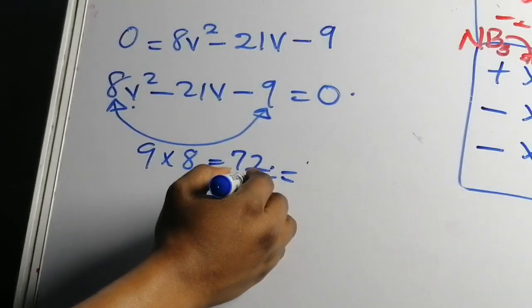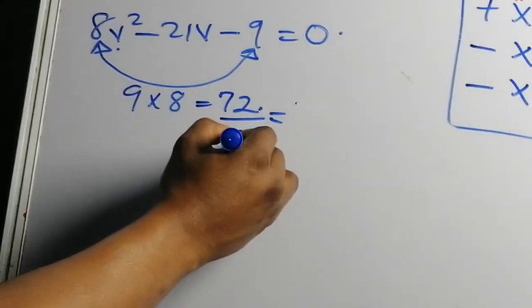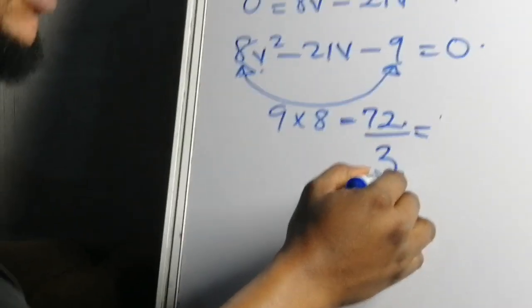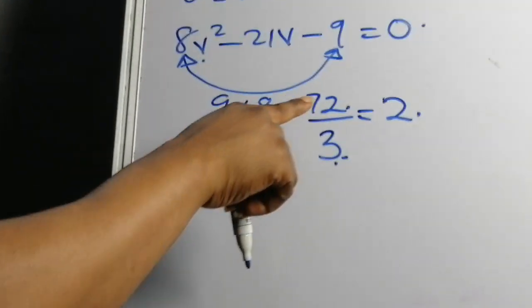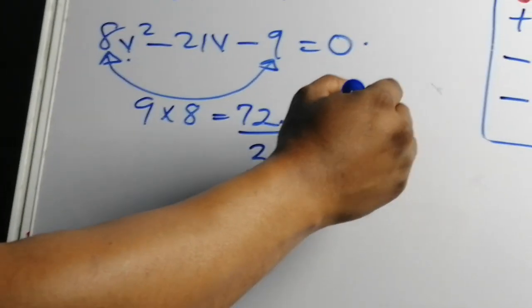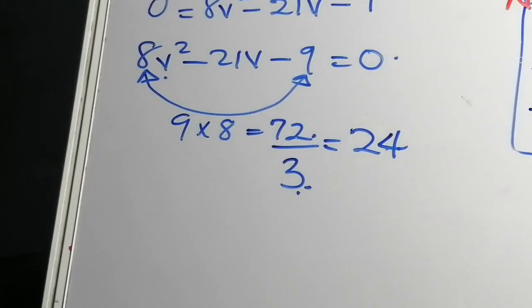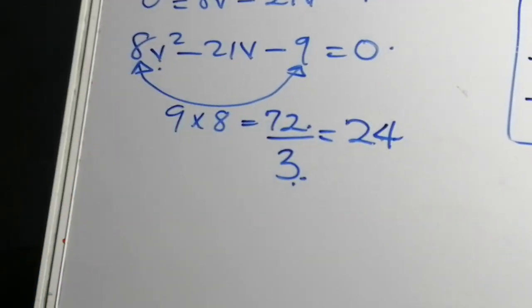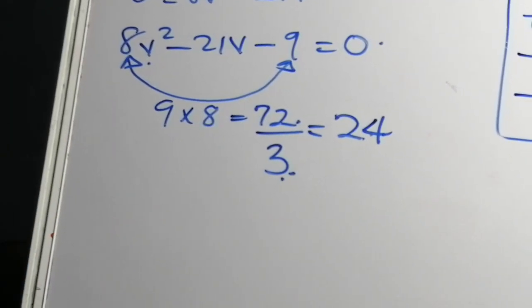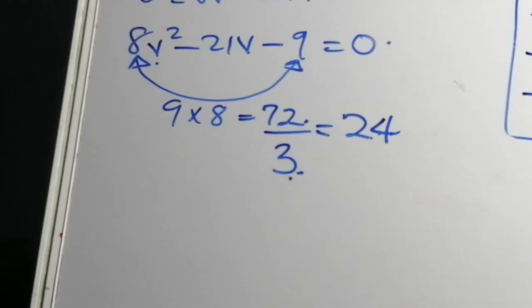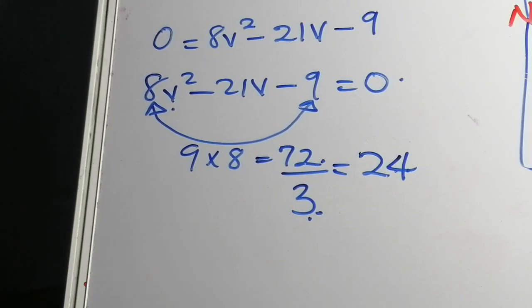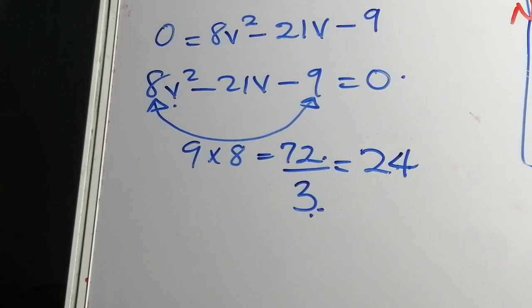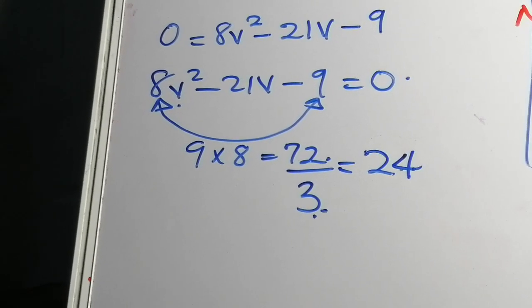Okay? So let me try 3. 3 in 7, we have 2. 3 times 2, 6, remain 1. 3 in 12, that is what? 4. Now it means that 24 and 3 can give me 21. That is how you can get your two factors. So 24 and 3 can give me what? 21. So the next thing I'll go to is note 2.